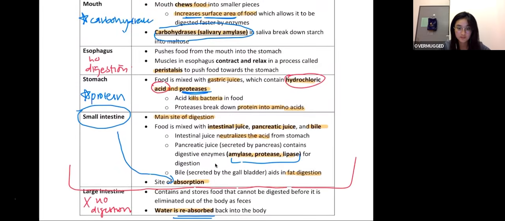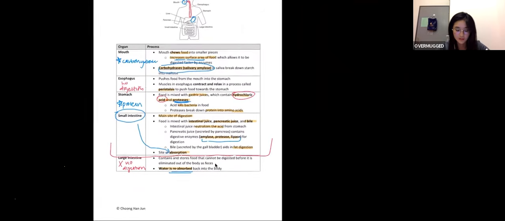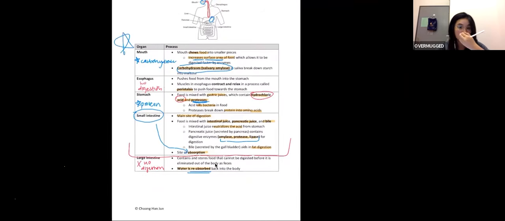Okay, so this table is very important. You have to be very, very familiar with all the processes that happen at each organ. So at the top of your head, you must be able to tell me, stomach is protein digestion, mouth is carbohydrate digestion, small intestine is all plus absorption, etc.